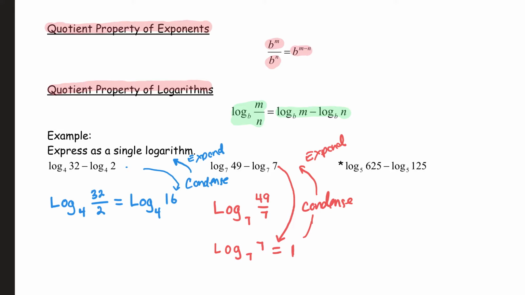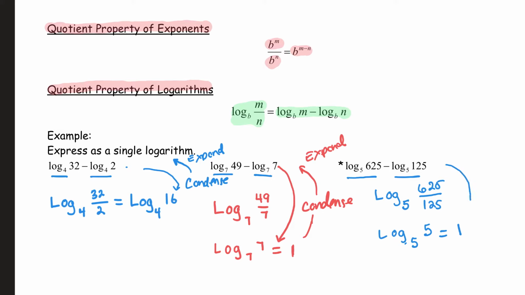The next one, do we have the same base? That's the question. In this case, we have the same base. In this one, we have the same base. These two, we have the same base, so we can go ahead and condense to one logarithm. So you have log base 5, and you have 625 divided by 125. So now you're going to divide, so you have log base 5, 625 divided by 125 is 5, and we know that this logarithm is equal to 1. 5 to the power 1 gives you 5.